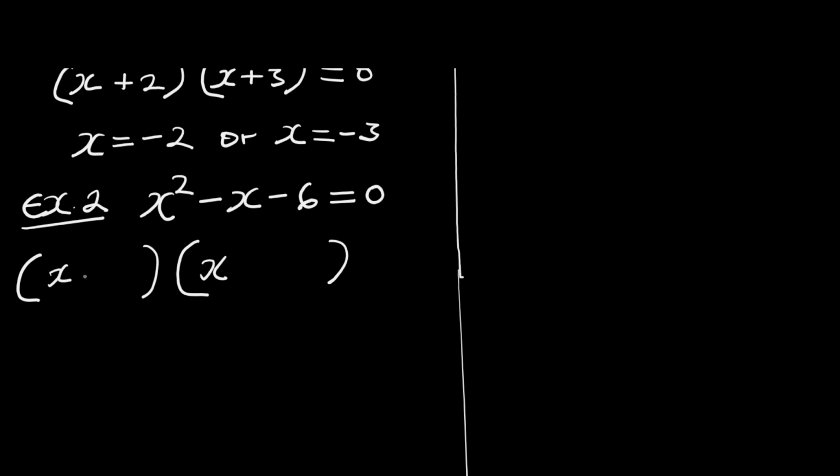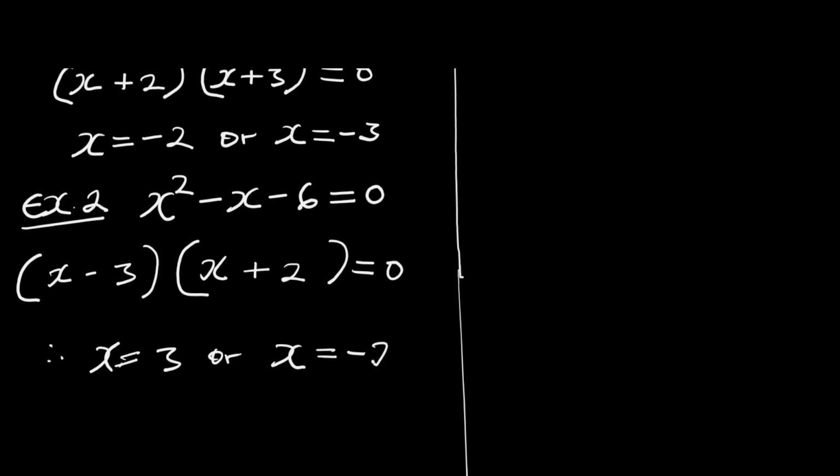The first one is x minus 3 and x plus 2. Minus 3 times 2 gives a negative 6. Minus 3 plus 2 gives a negative 1, which is the coefficient of x. Therefore, x is equal to 3 or x is equal to negative 2.